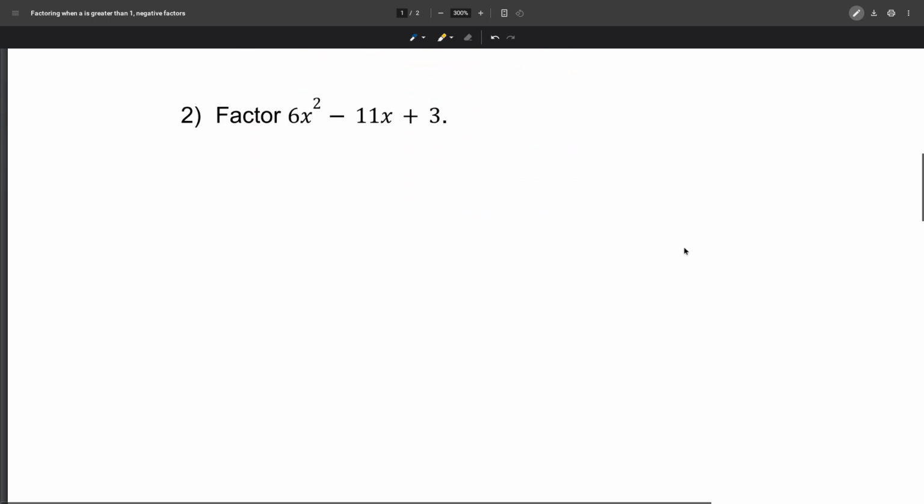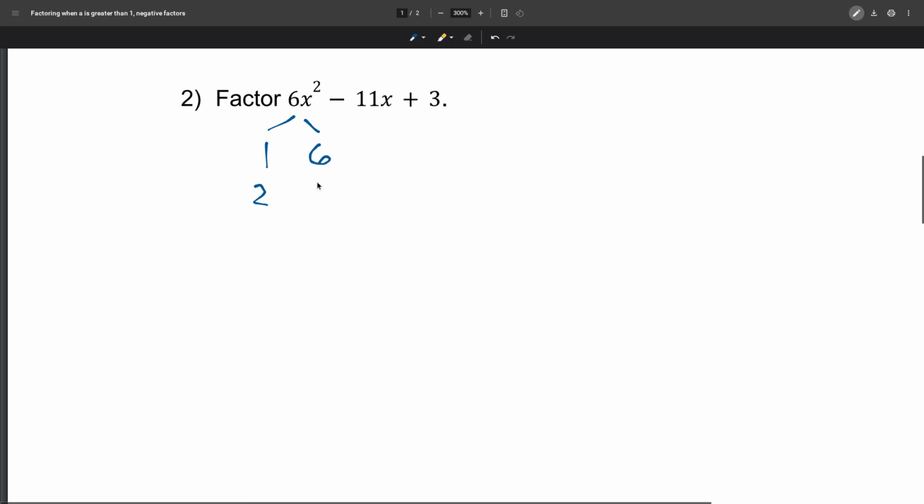All right, problem 2, we're factoring 6x squared minus 11x plus 3. So again, I'm going to list the positive factors of 6, so 1 and 6, and 2 and 3. Now I have a negative number here and a positive number here. So I have to have two negative numbers multiply to get this positive number, so that when I have my combination of factors, I will add to a negative number. So I'm going to pick negative 1 and negative 3.